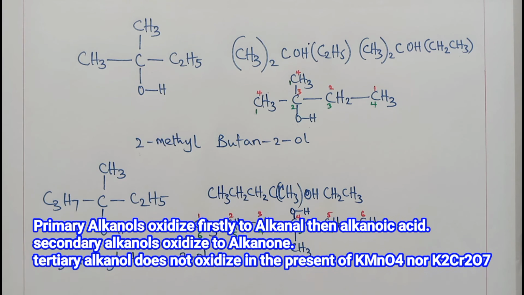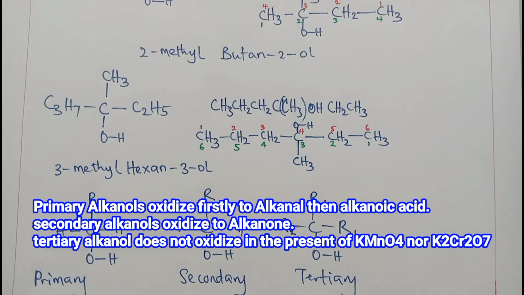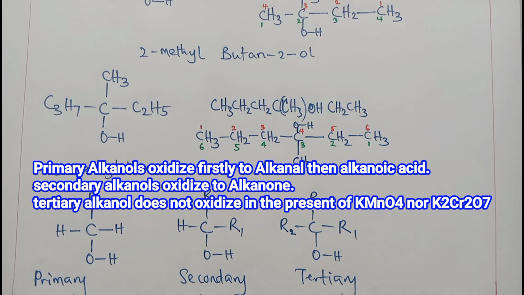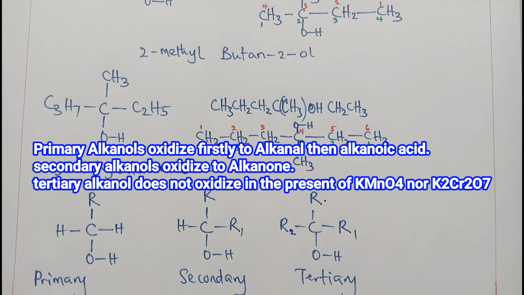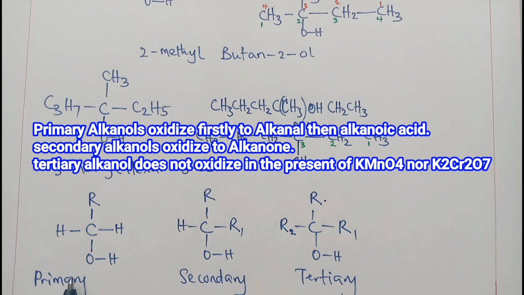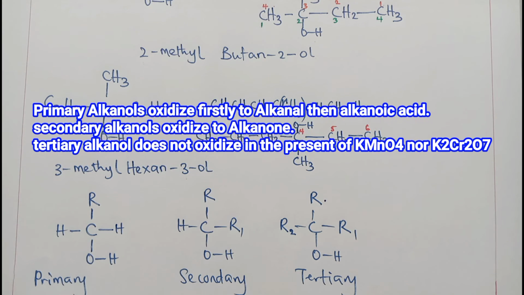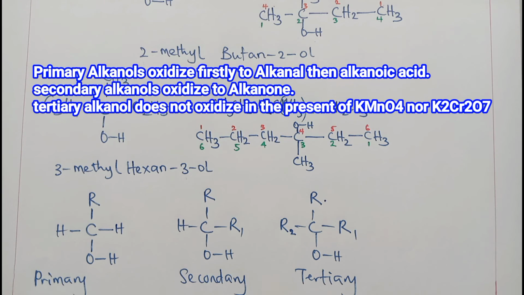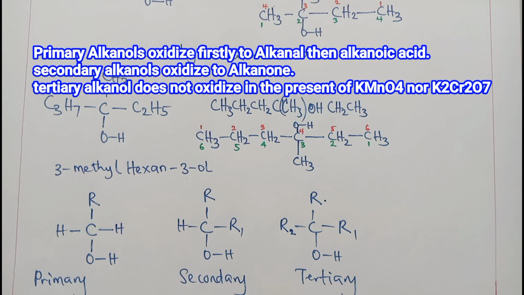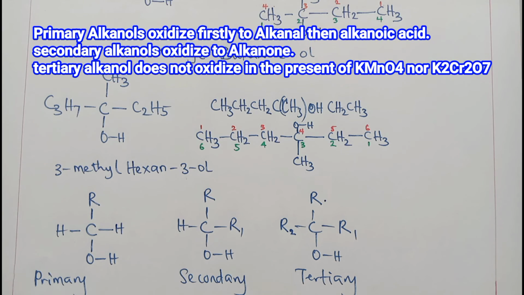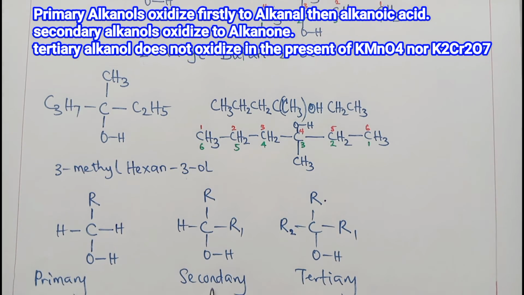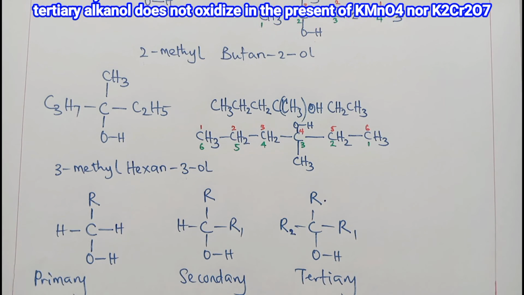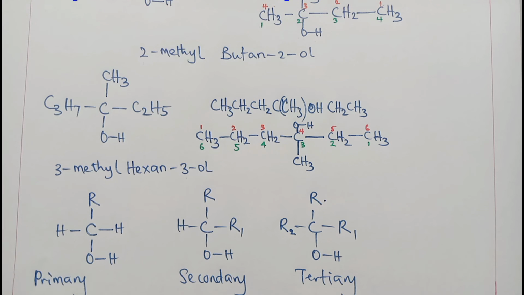Now, look at the general way of distinguishing them. We will have it like this. Note, primary alkanol behaves differently from secondary or tertiary alkanol. For instance, primary alkanol oxidizes in the presence of potassium permanganate or potassium dichromate to give us alkanal, and further oxidation will give us alkanoic acid. But this oxidizes directly to alkanone, but this does not oxidize at all. I hope you get that.